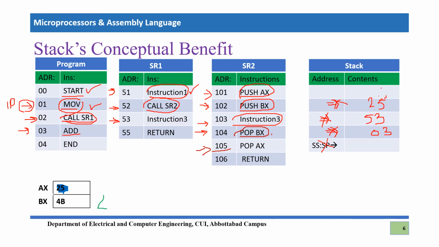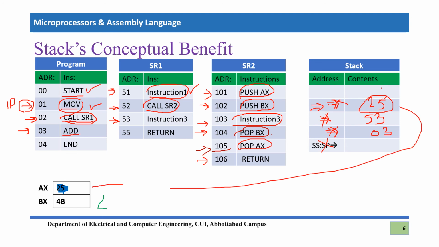Stack pointer will be at this location. Now we are going to execute this instruction, which is pop ax, and this instruction will be pointed by IP. So what will happen? Pop ax means whatever the last value stored in the stack will go inside ax. So now ax value will become 25, and this will become empty, and stack pointer will be switching to this value.